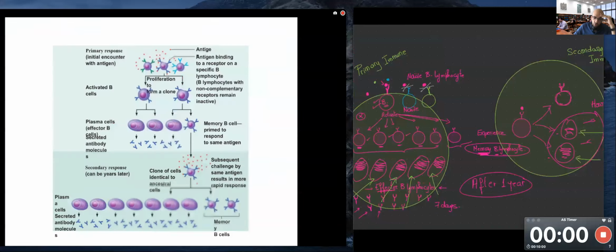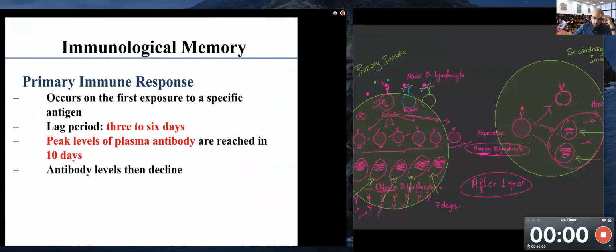All right, so looking here, the difference between a primary and a secondary immune response, and then we're gonna get to the question. So primary immune response again, I have a primary immune response resulting from the first exposure to the specific antigen. I have a lag period of 3 to 6 days, sometimes 7 days, as we've seen on the graph. The peak would be reached within 10 days of getting exposed.